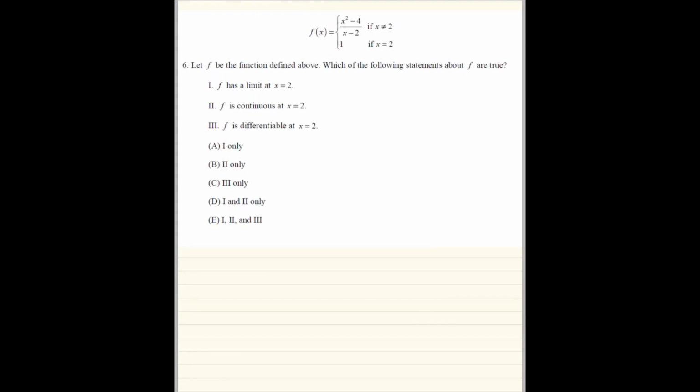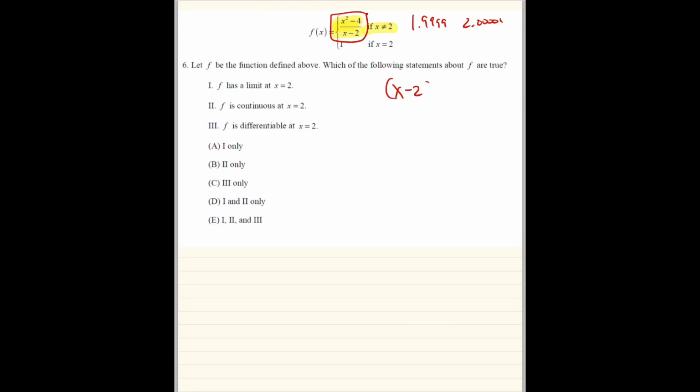Next problem has to do with basically continuity. So let's take a look. This is a piecewise defined function, and I did a few videos on this. But remember that this is the function for every number except for 2. So that means even numbers like 1.999 and 2.0001. Okay, so at 2 is going to be something totally different. So we're going to have to factor this.